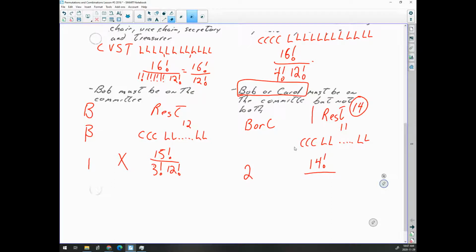So here we have 14 factorial for the objects, but since 3 are exactly the same, they're going on the committee. That's what I mean by exactly the same. And 11 are not going on the committee. They get to be lucky in addition to either Bob or Carol. And again, since we're putting Bob or Carol and then placing the remaining 3 people on the committee, we are going to do the multiplication.